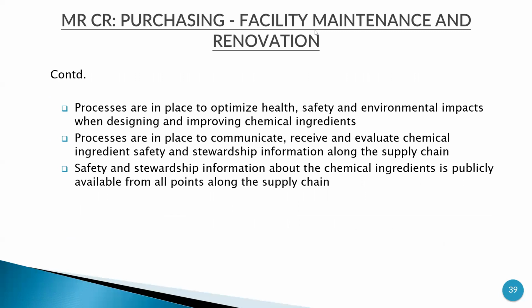Now processes are in place to optimize health, safety, and environmental impacts when designing and improving the chemical ingredients, and to communicate, receive, and evaluate safety and stewardship information about the chemical ingredients publicly available from all points along the supply chain. This is what I was looking for. We call that sustainable supply chain products.